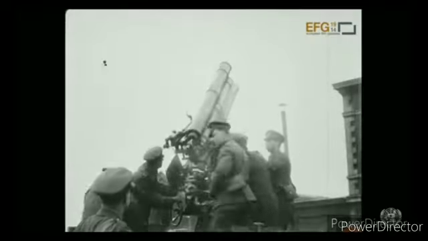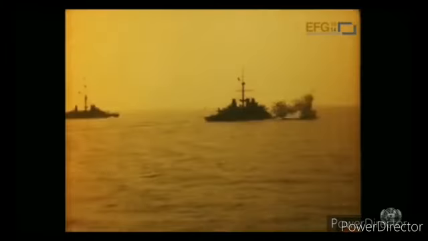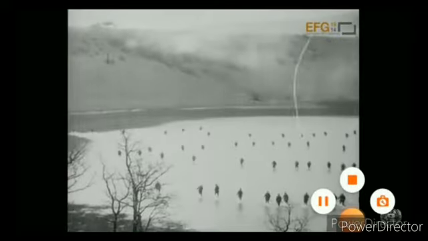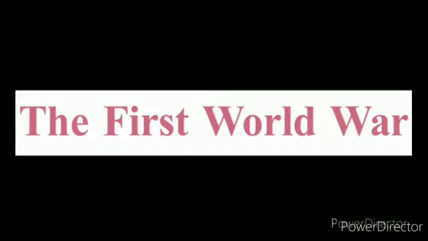That was the deadly First World War. Almost all the nations of the world, directly or indirectly, were involved in it. Therefore, the war is known as the First World War. The competition and conflict among the imperialist nations for colonies and markets led to the outbreak of wars. The first among them was the First World War.